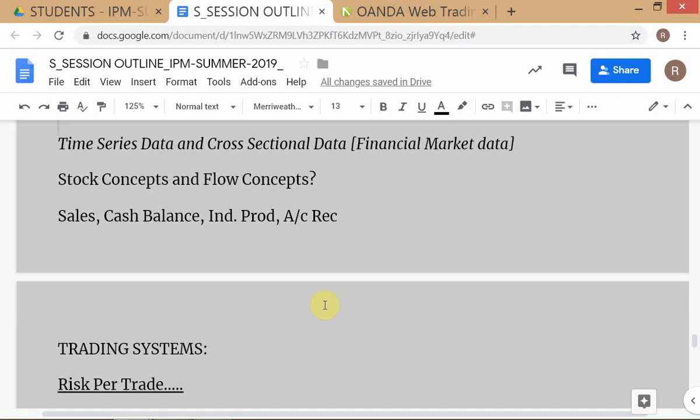So we also have to cover stock concepts and flow concepts. Why? Because whenever I cover any concept, I try as far as possible to cover every other concept that is related to it. Have you guys heard of these terms, stock concepts and flow concepts? You've heard of it? He's nodding aggressively. What have you heard?